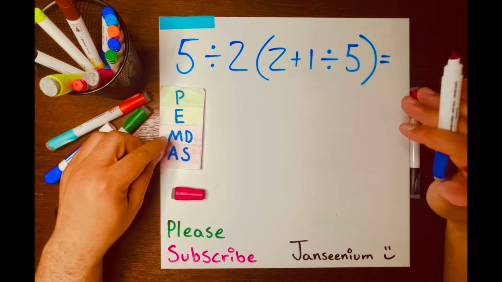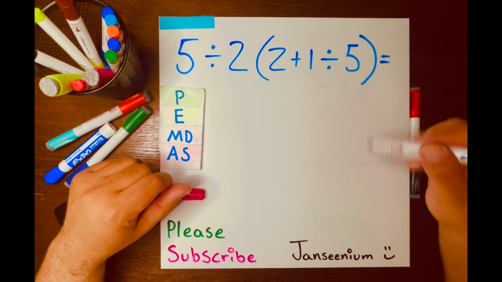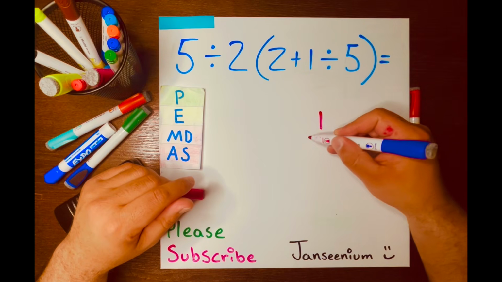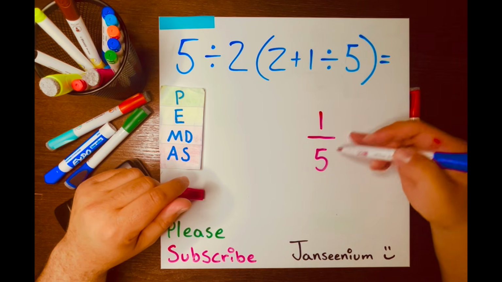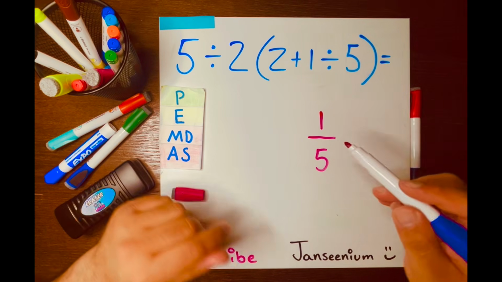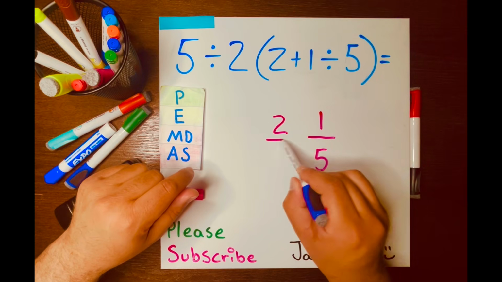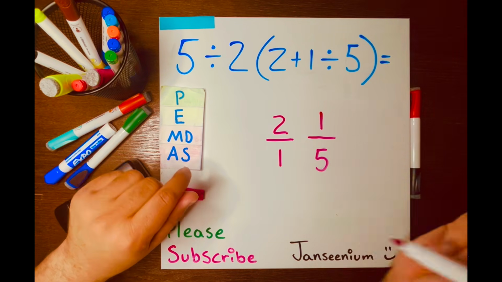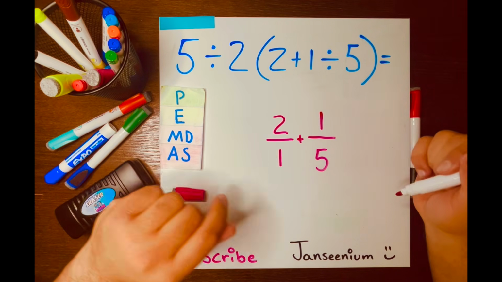Hi everyone. PEMDAS is saying that 1 divided by 5 goes first. So what is 1 divided by 5? I don't know. So I am going to write it in a fraction form to make the math fun and easy. 1 over 5. And let's bring that 2 plus down, but let's bring that 2 down in a fraction form to make the math fun and easy. 2 over 1 equals 2 does not change the 2 plus 1 over 5.